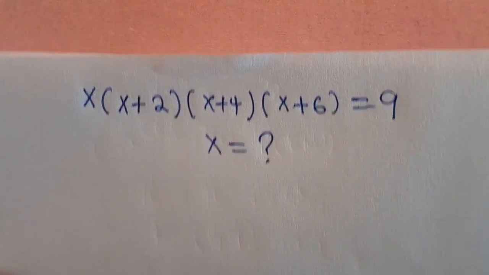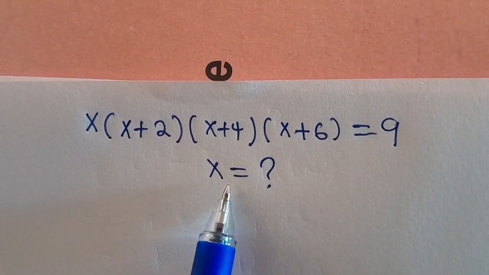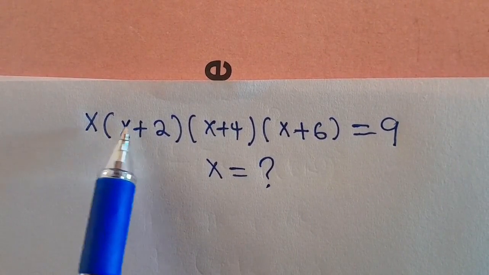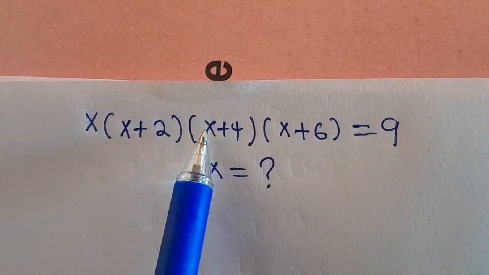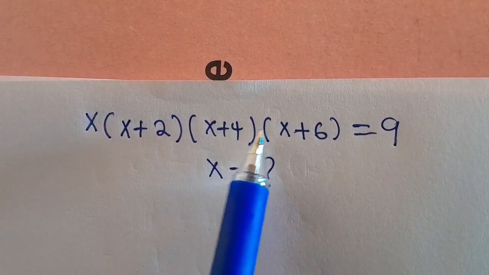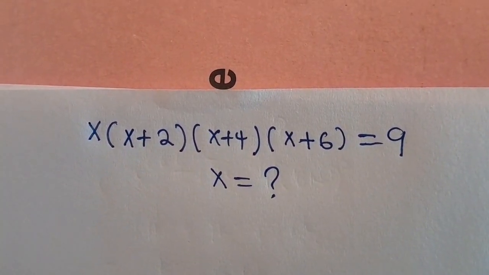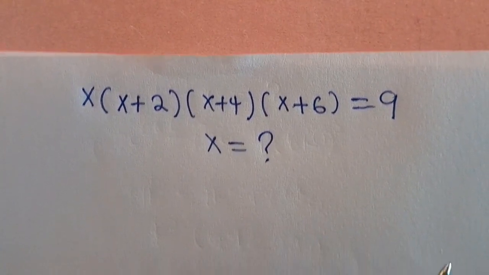Today we want to find the value of x, given that x multiplied by (x + 2) multiplied by (x + 4) multiplied by (x + 6) equals 9. So guys, let's go to the solution.